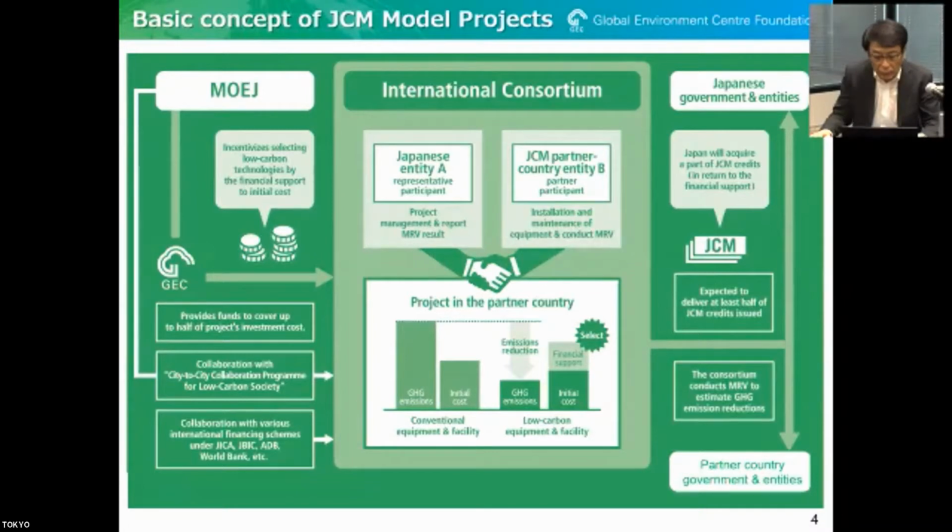As indicated on the left, to provide incentive for introducing low carbon technologies, Ministry of the Environment of Japan, MOEJ, offers a grant through GEC. Then, as you see on the right, JCM CO2 credits will be shared between Japanese government, the partner country government, as well as the consortium members.